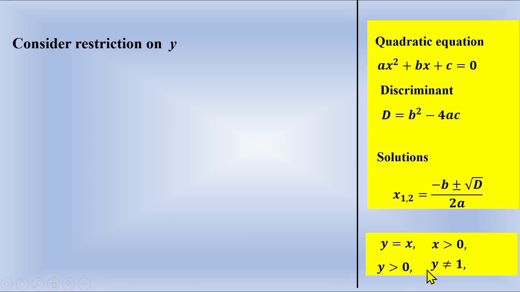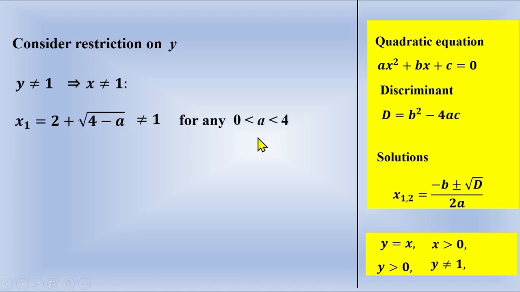Now we consider y not equal to 1. Because x equals y, the same inequality is applied to x. And again we analyze the roots of the quadratic equation. x1 equals 2 plus the square root. Definitely it is not equal to 1 because here is 2 and here is a positive square root. So for any a from this interval we have this inequality.